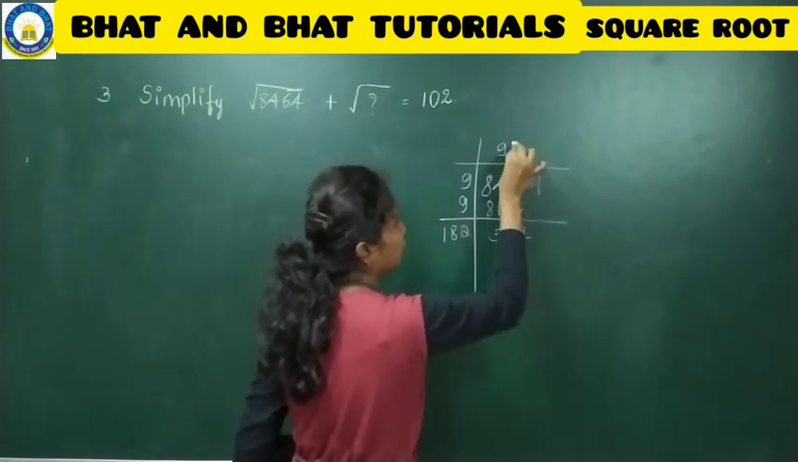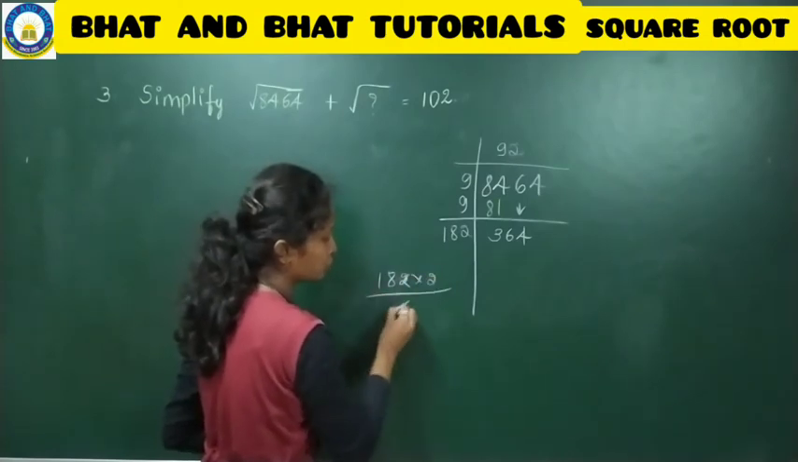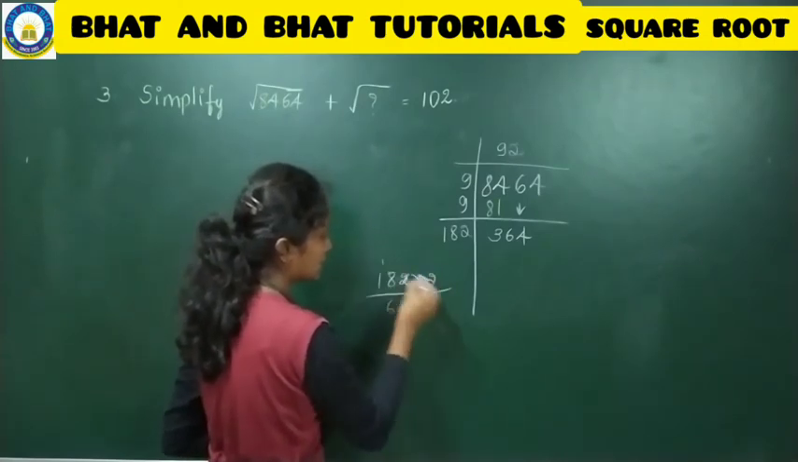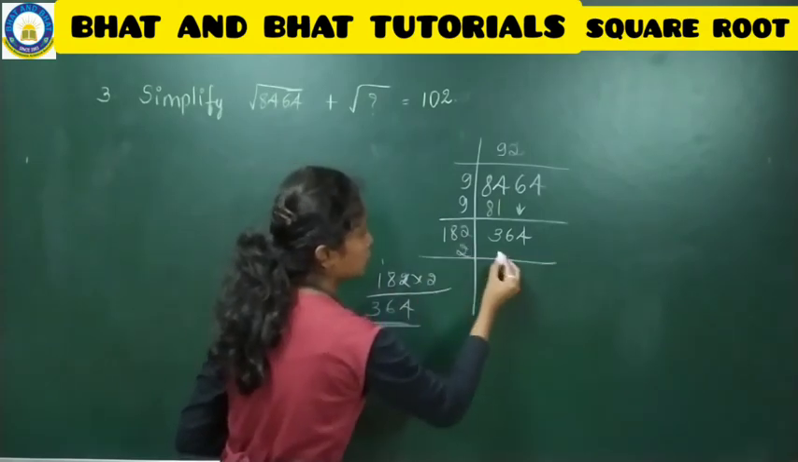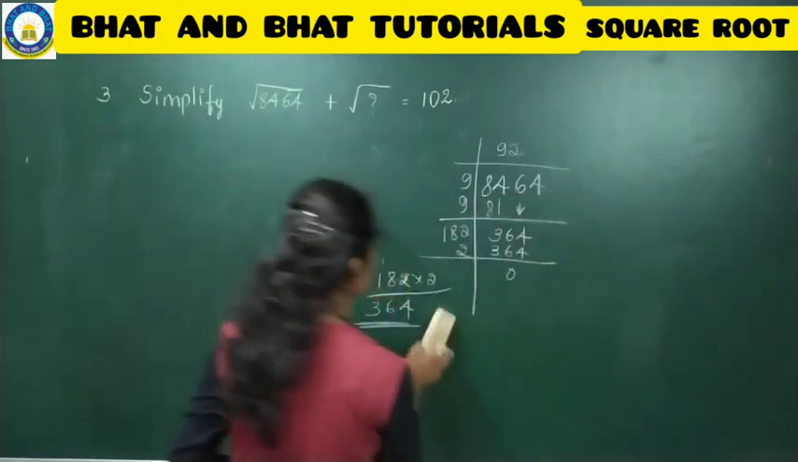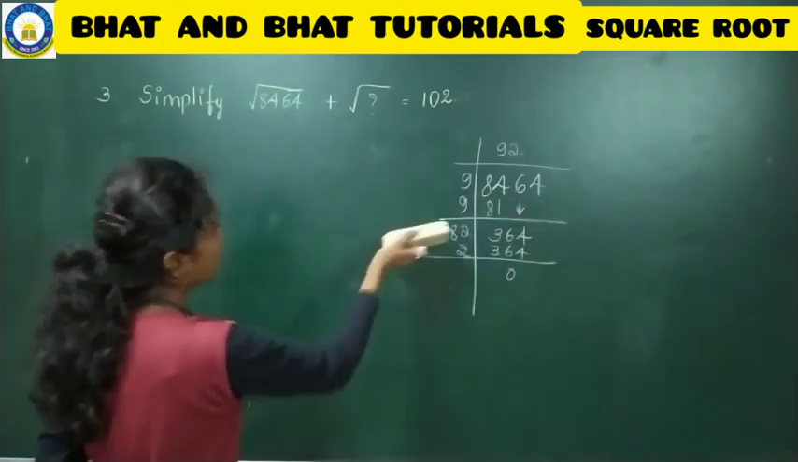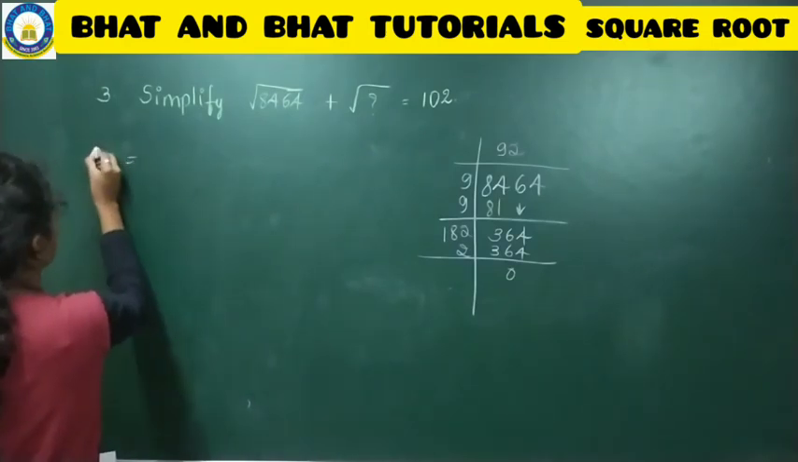So 182 into 2: 2 2s are 4, 2 8s are 16, 2 1s are 2 plus 1 is 3. So we have got 364 with the remainder 0. So now what is the square root of 8464? It is 92. So, solution.